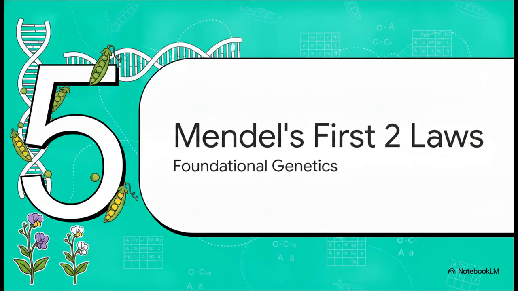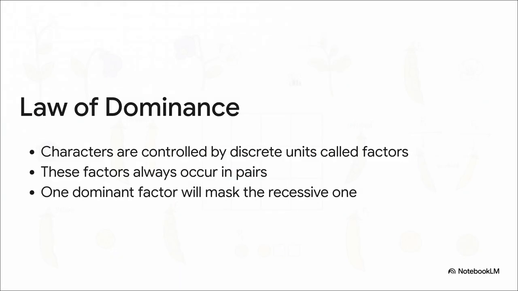Finally, let's tie this all together in Section 5, Mendel's first 2 laws. From all these incredible observations, Mendel formulated the law of dominance. It establishes 3 huge rules. 1, characters are controlled by discrete units he called factors. 2, these factors always occur in pairs. And 3, in a dissimilar pair, one strong dominant factor will completely dictate the physical outcome, masking the recessive one. This perfectly explains why every single F1 generation plant was tall.